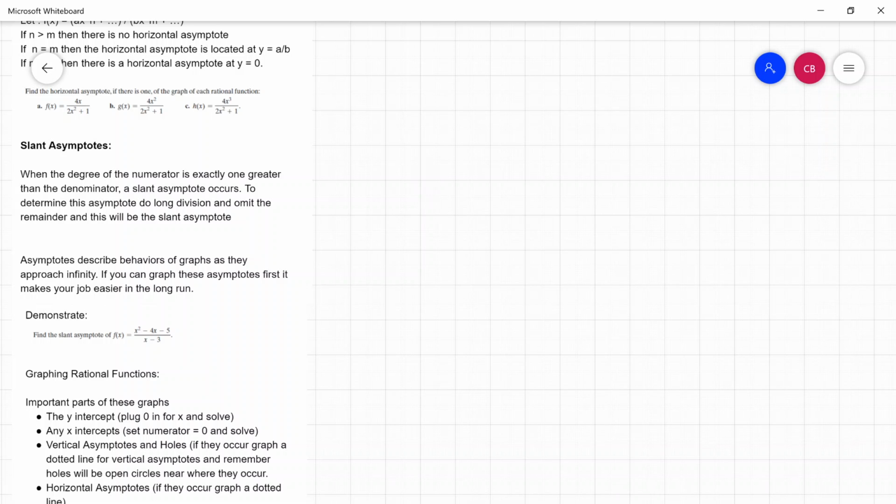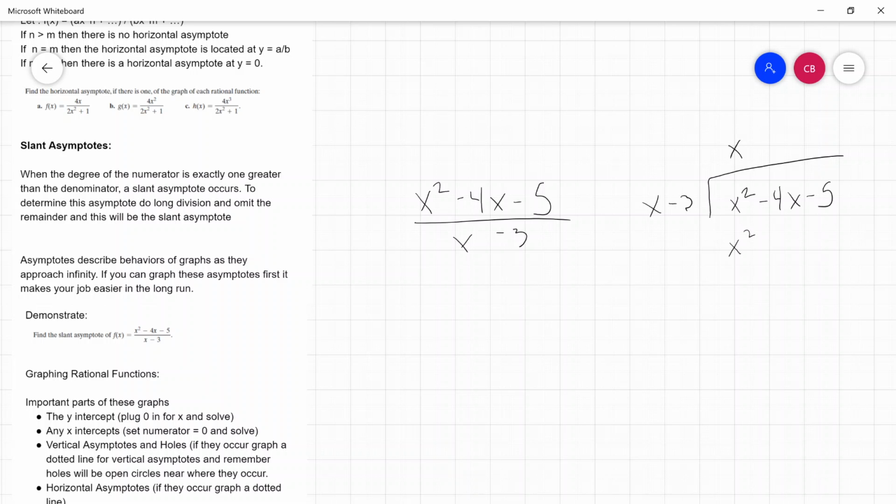Okay, so we have x squared minus 4x minus 5 over x minus 3. So we're going to divide that. We have x minus 3 here, and x squared minus 4x minus 5. x goes into x squared x times. So if we multiply that back, x squared negative 3x. And then we change the signs, negative, positive. So this is negative x, and then we bring down the minus 5.